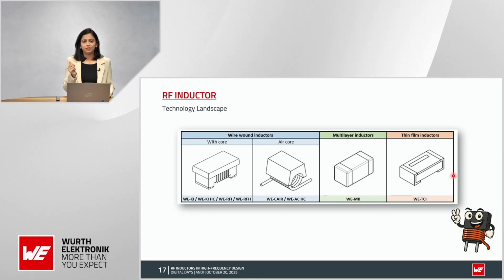Now, the second type is the multilayer inductors. Multilayer inductors are the champions of miniaturization and cost. They are made by printing a spiral pattern of conductor inside the layers of ceramic materials. This makes them incredibly compact, and they are perfect for mass-produced devices like smartphones. But they come at the cost of a lower Q factor, because as physics says, as we go down in size, we have to compromise with the quality of the inductor.